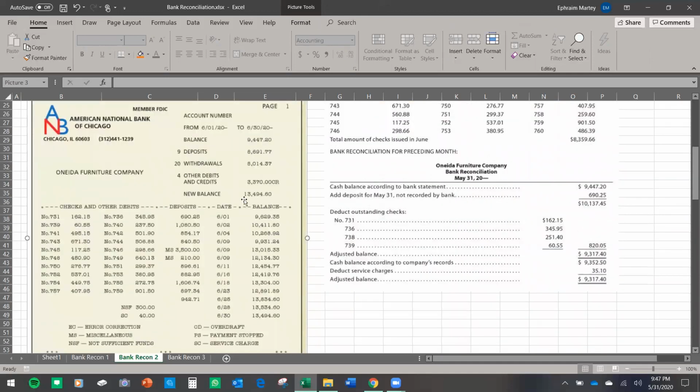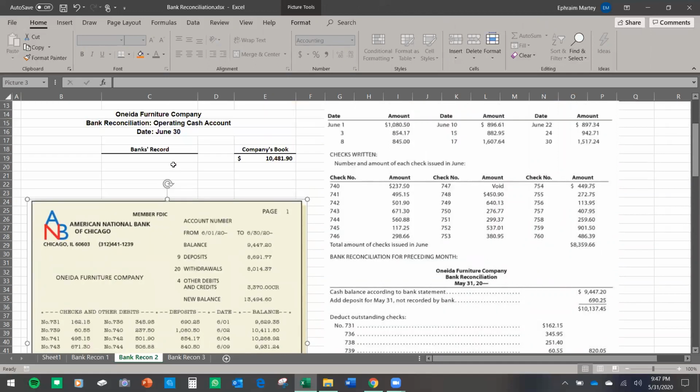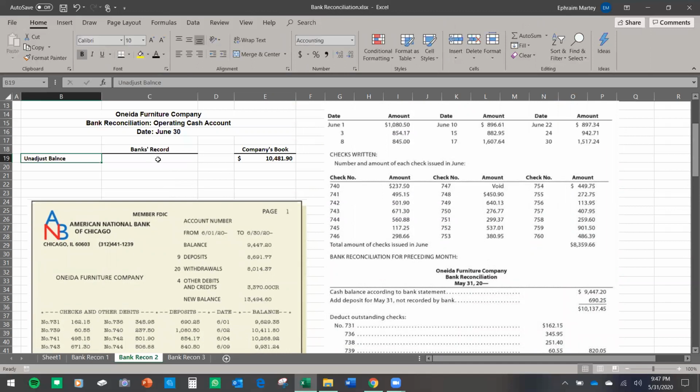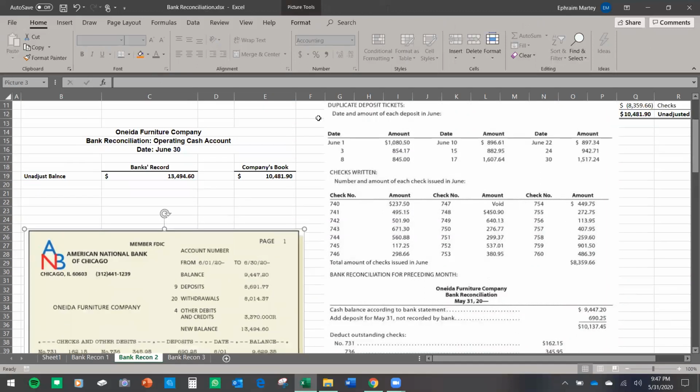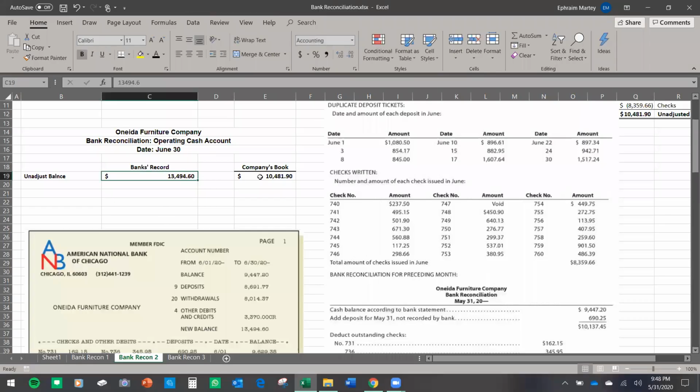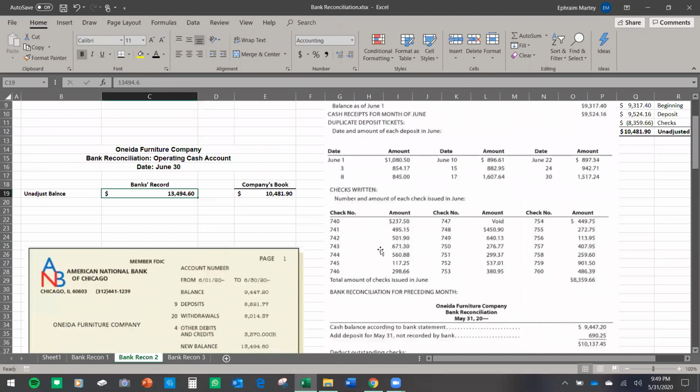On the bank statement, the bank says my new balance is 13,494.60. So I'll put 13494.60. These two are a huge difference. We have to make sure these two accounts match each other. That is what compels us to go through our statements and what we have in the books, to compare them and reconcile them.